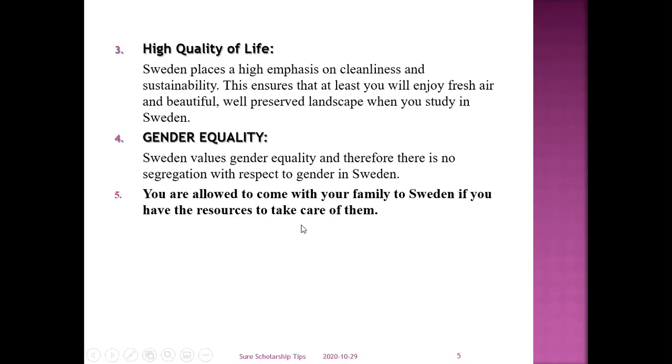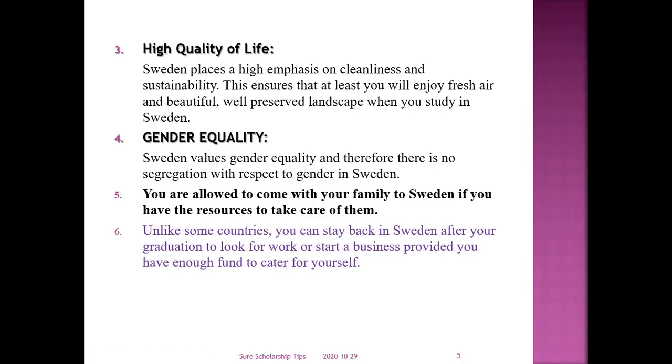In Sweden here, you are also allowed to come with your family, but this is only if you have the resources to take care of them. This is because even if you succeed in getting the scholarship, it is only for you alone and not for you and your family. So if you are coming with your family, you have to show additional funding for them, showing that when I bring them here, I can actually take care of them. So that is it.